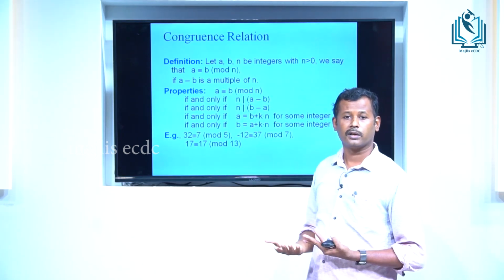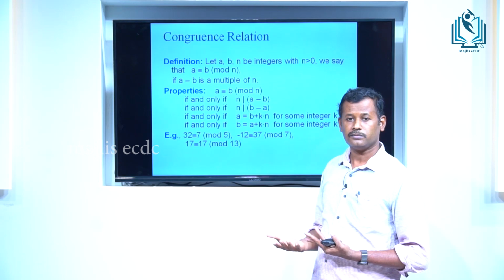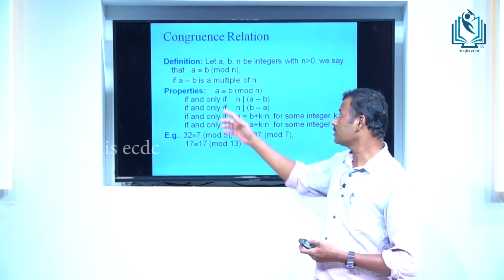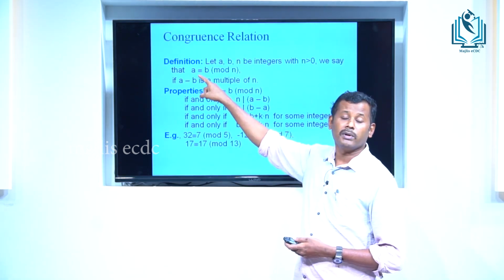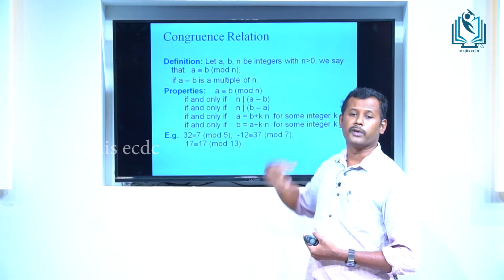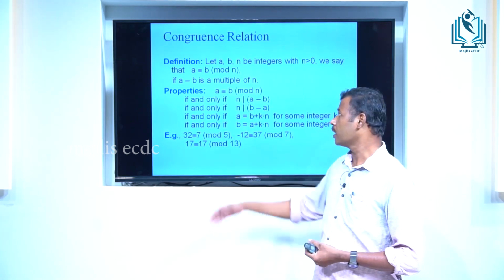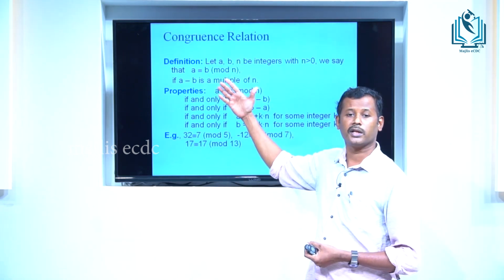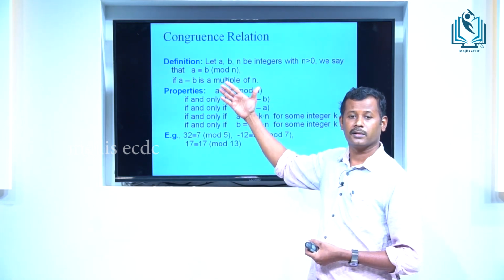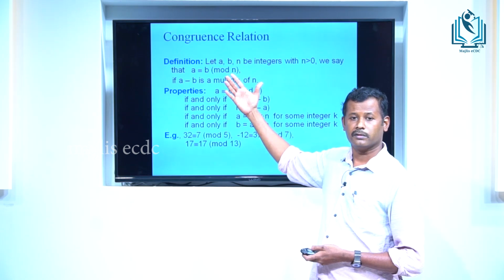Choose another number, 21. You know that 21 is congruent to 1 mod 5. That means 21 minus 1, which equals 20, is divisible by 5.